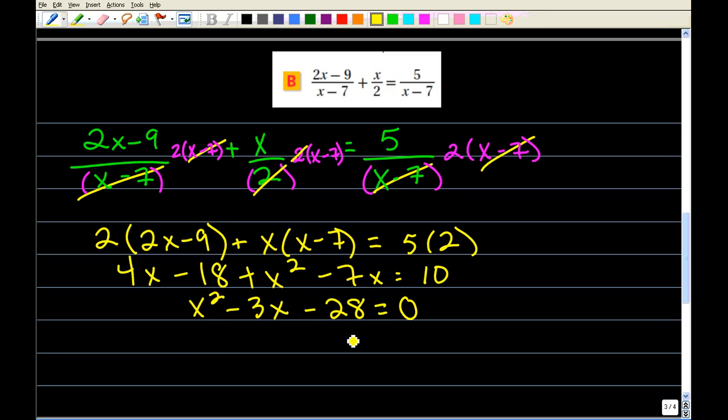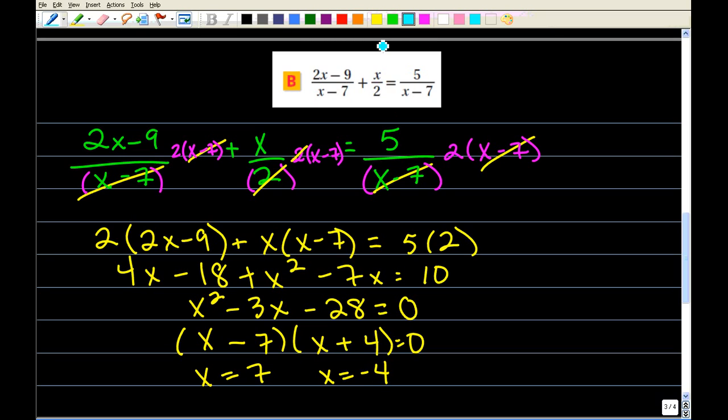Let's see if this factors. Are there any factors that multiply to negative 28 but add to negative 3? And we could get negative 7 and positive 4. So the solutions, we get x equals 7 and x equals negative 4. Don't forget that we need to check these.